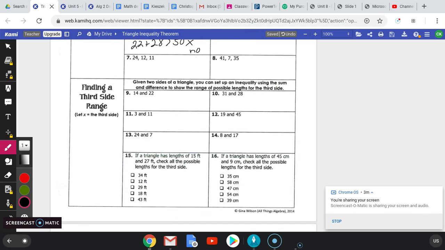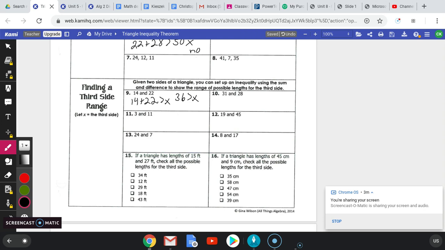Well, what if I gave two sides of a possible triangle, and I asked you what's the range of the possible third side? Well, there's two possibilities. We know that the two sides given have to be bigger than the side that's missing. So if I add this together, 14 plus 22, that gives me 36. That's bigger than x. So that means my side has to be less than 36.